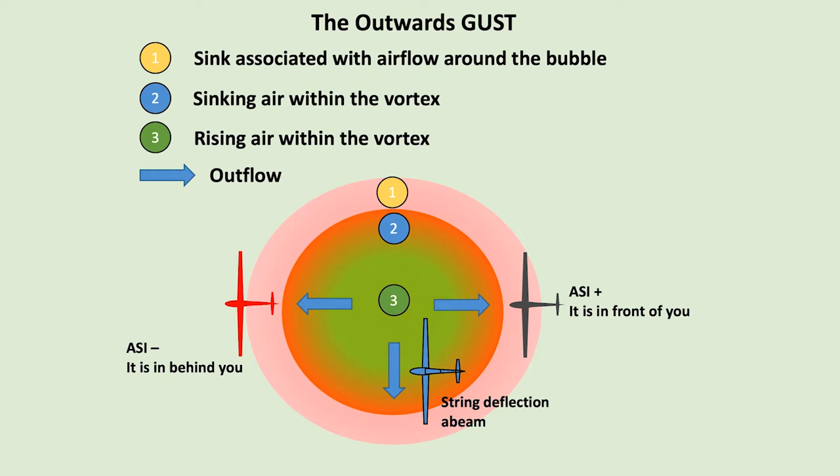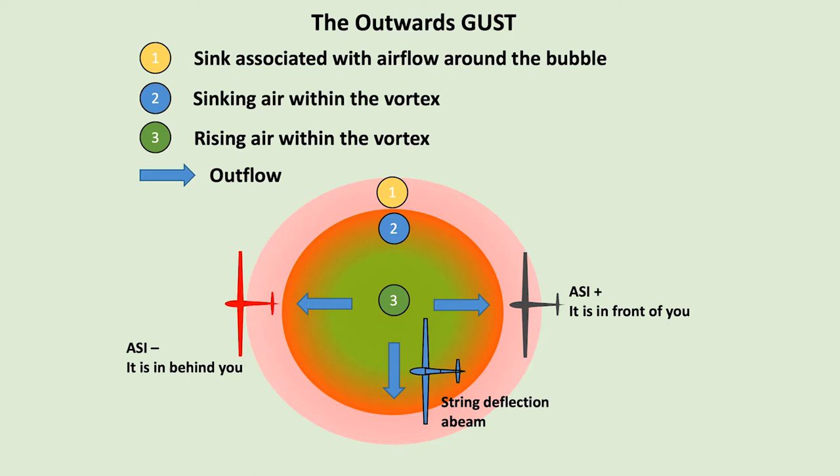The outward gust. Ring 1 is sink associated around the bubble. 2 is sinking air within the vortex, and 3 in green, rising air within the vortex. To the bottom right, we can see we're going to get an airspeed indicator gust, which is telling us that the center core is in front of us.